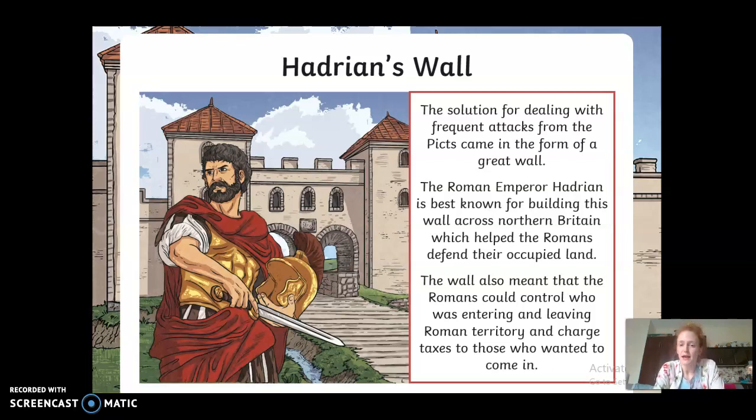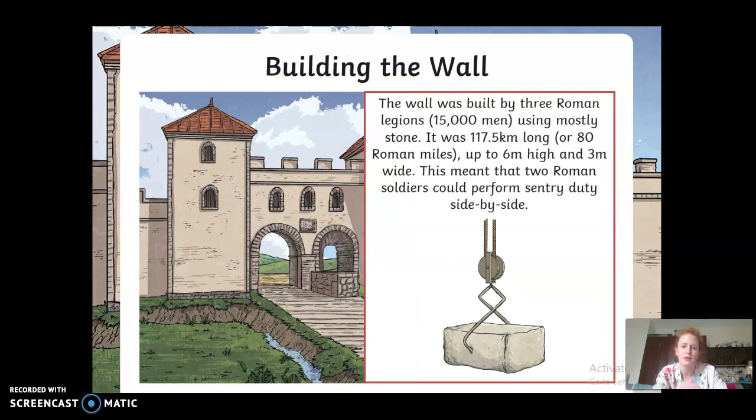So basically, Hadrian, who was the Roman emperor at that time, decided to build a wall in the north of England, or Roman Britain at that time, just to separate it from the rest of Scotland. Okay, this way they could control who was coming in and out. They would ask people to pay taxes if they wanted to come in, and so on.